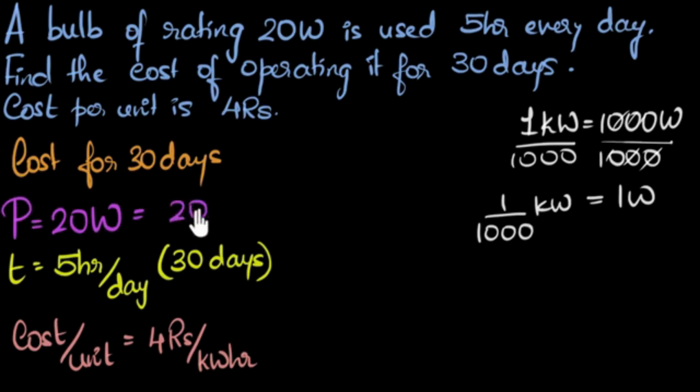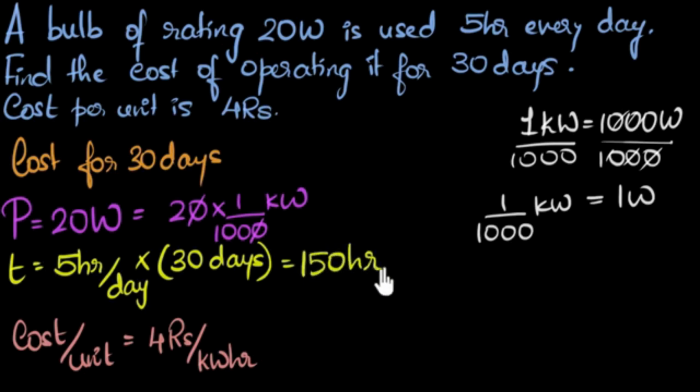So we can go ahead and write that. This will be 20 times 1 watt, which is 1 over 1,000 kilowatt. So this cancels. So it'll be 2 over 100 kilowatt. And what's the time? Time is 5 hours per day, but we are using it for 30 days. So what is the total time? Well, we'll multiply them. That's going to be 30 times 5. That's used for 150 hours in total.